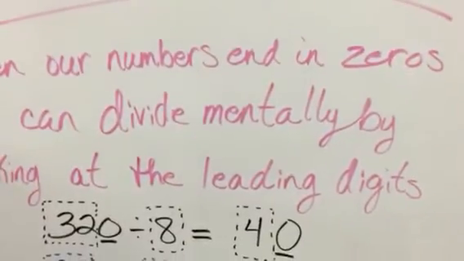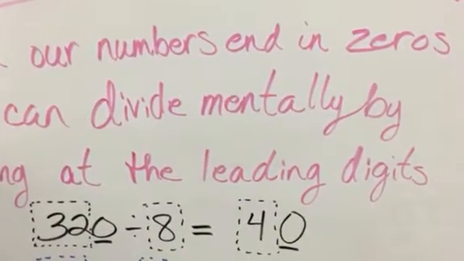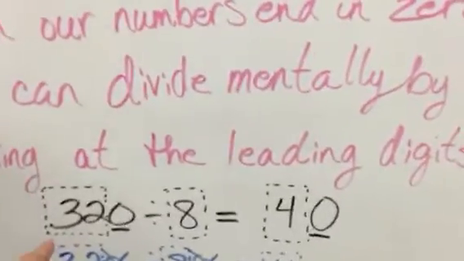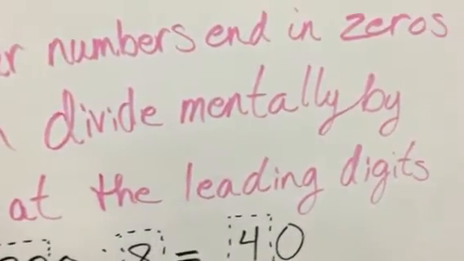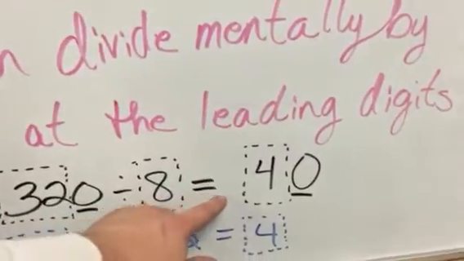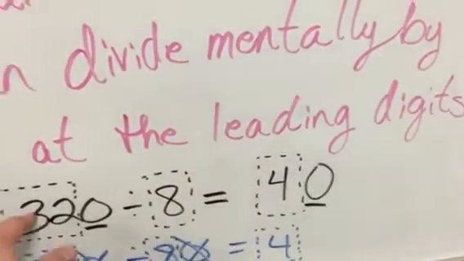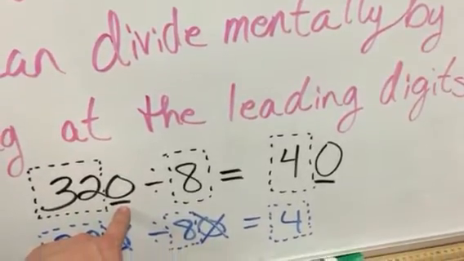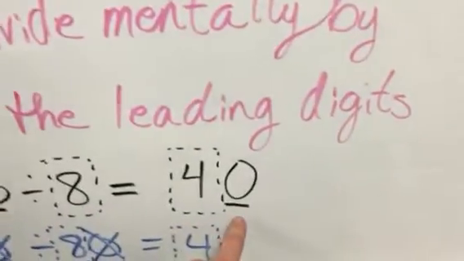So we have this example, 320 divided by 8 equals 40. So I'm just looking at 32 divided by 8 equals 4. And so I put that in the boxes. And then I underline the extra stuff. Here's my 0, so I need a 0 on this side too.